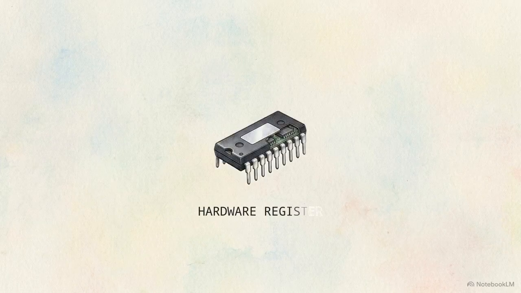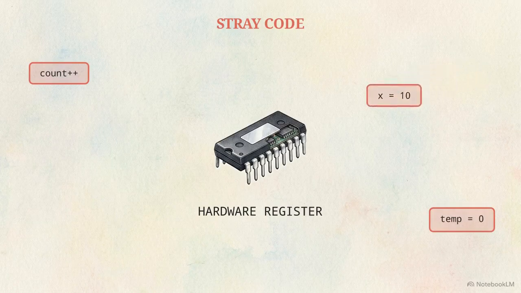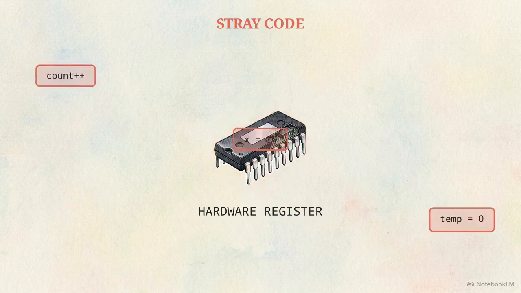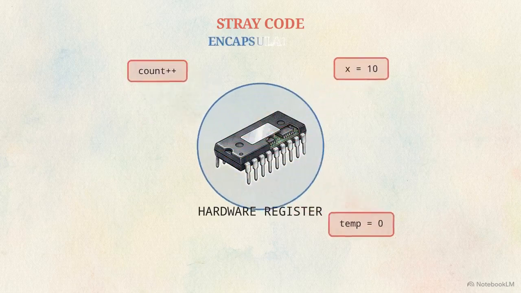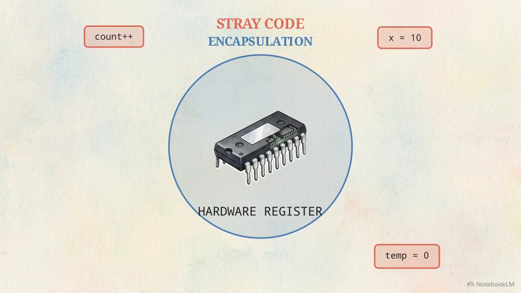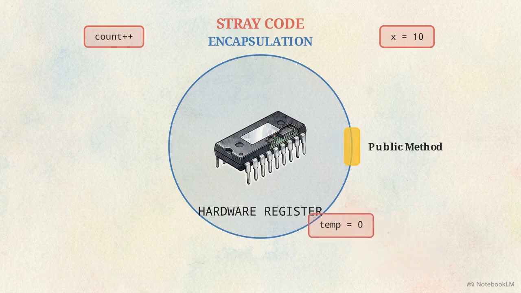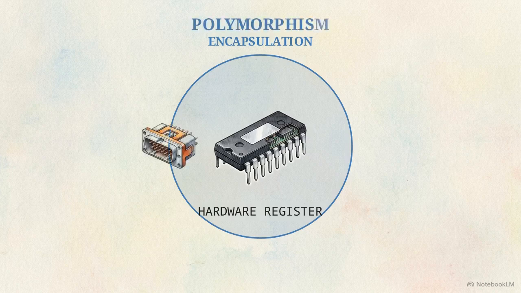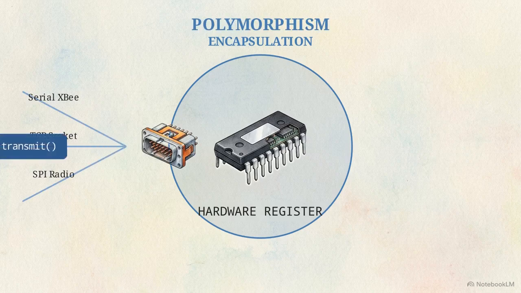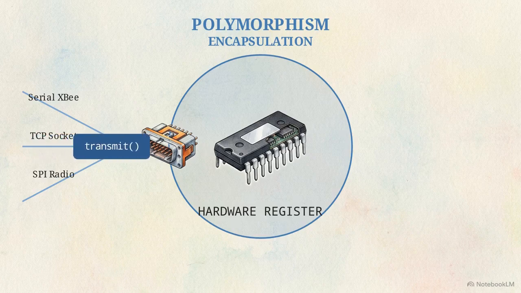Without this model, stray lines of sequential code risk accidentally overwriting sensitive hardware registers, corrupting calibration data, or draining a battery. Object-oriented programming solves this through encapsulation. It wraps variables inside a protective boundary, enforcing strict read-only access to critical functions. The same model applies to communication interfaces through polymorphism, managing diverse hardware through a single unified transmission port.